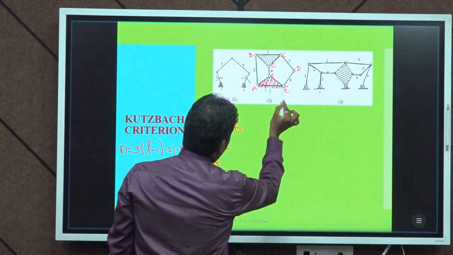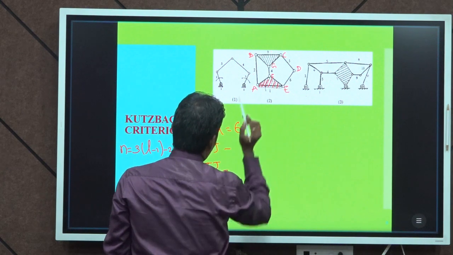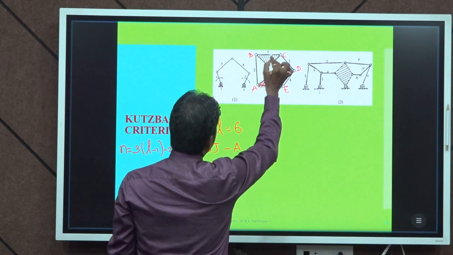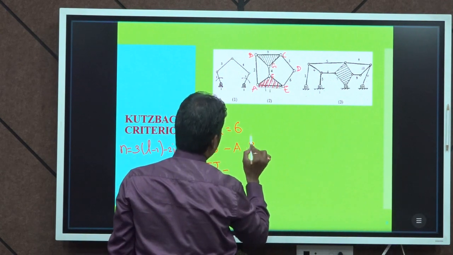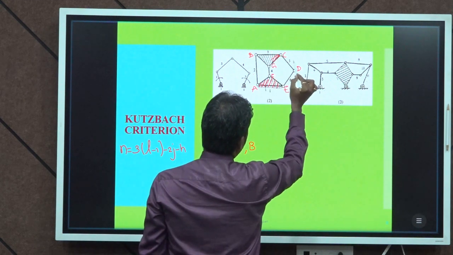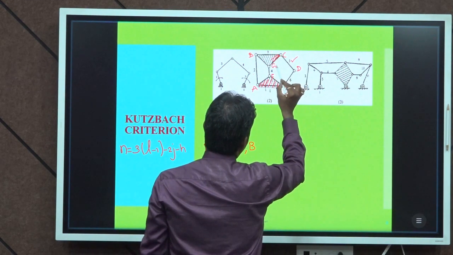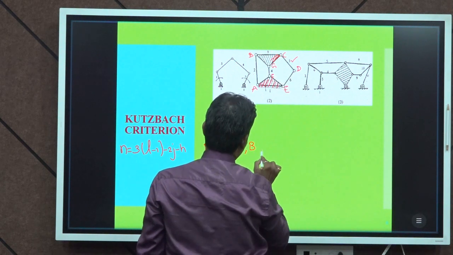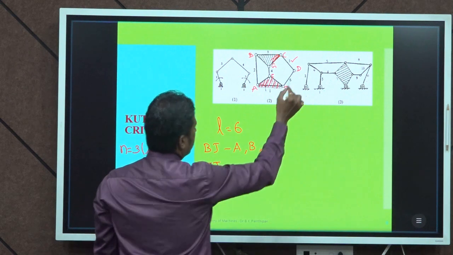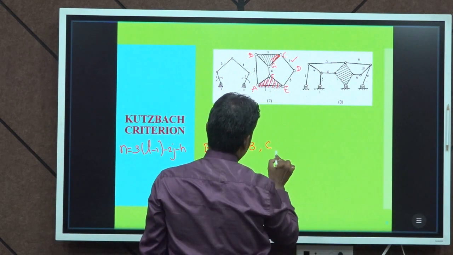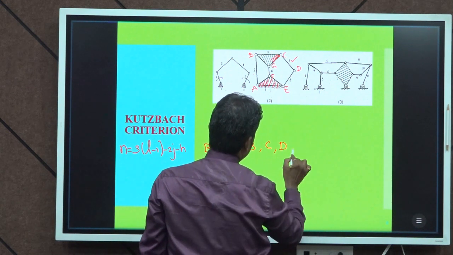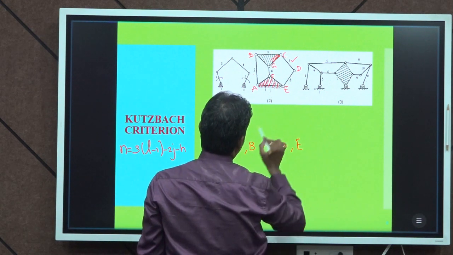Link 1 is connected with link 2, so the point A is nothing but a binary joint. B, link 2 and link 3 are connected, that is also a binary joint. At point C, link number 3 and link number 5 only are connected, so it is also a binary joint. D, 5 and 6 are connected, that is also a binary joint. Point E, link 1 and link 6 are connected, that is also a binary joint.